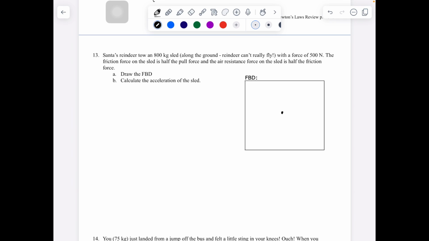Okay, well, there's still gravity. They're not flying, so there is a normal force. These are balanced. They don't have to be. It just so happens the object's not accelerating up or down, so they are balanced.